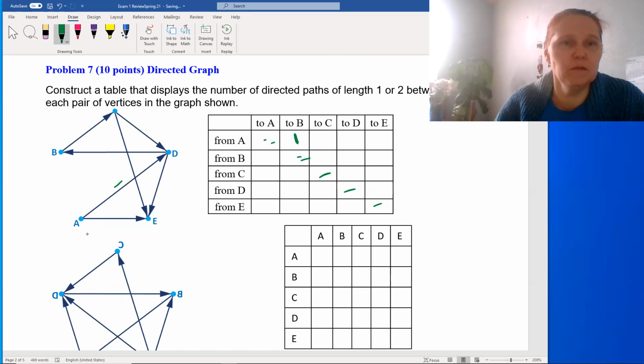From A to C, we don't have any path from A to C, we write 0 here. From A to D, there's only one way directly from A to D.